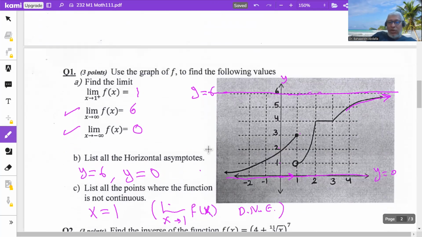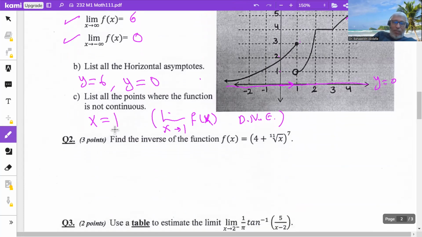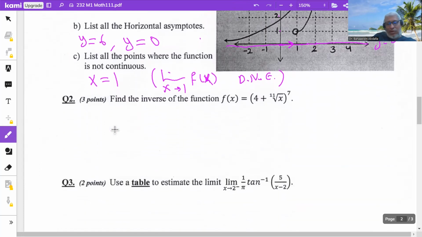The function is continuous at 2, but there is no derivative here because there is a corner, and also at 3. So it's not differentiable at 2 and 3, but he asks only about continuity. So that's the answer. Find the inverse of this function. Well, to find the inverse, first we write f of x as y.